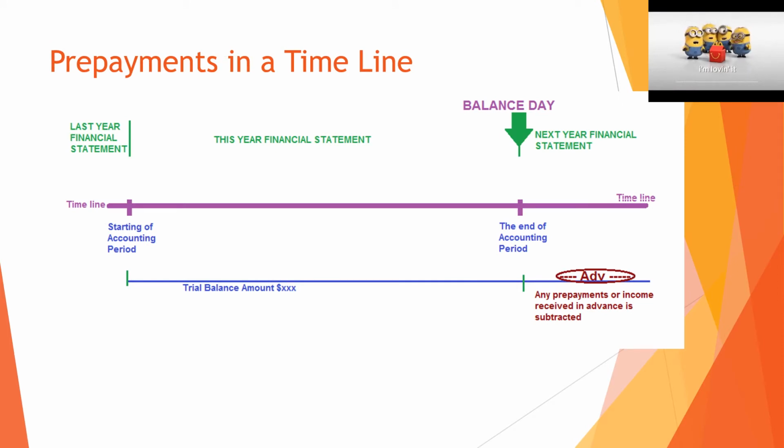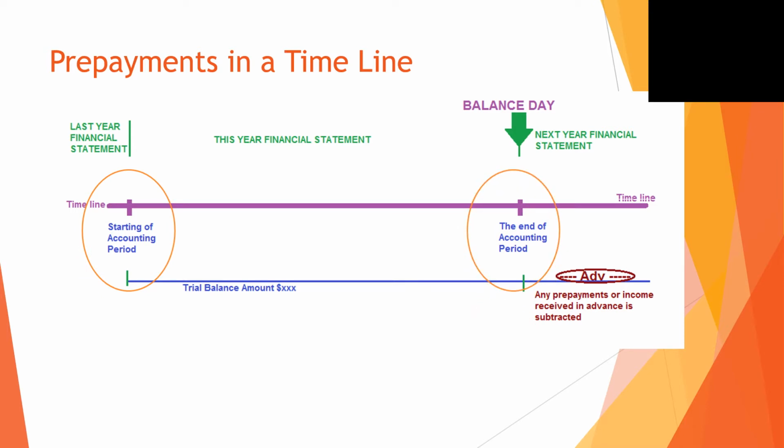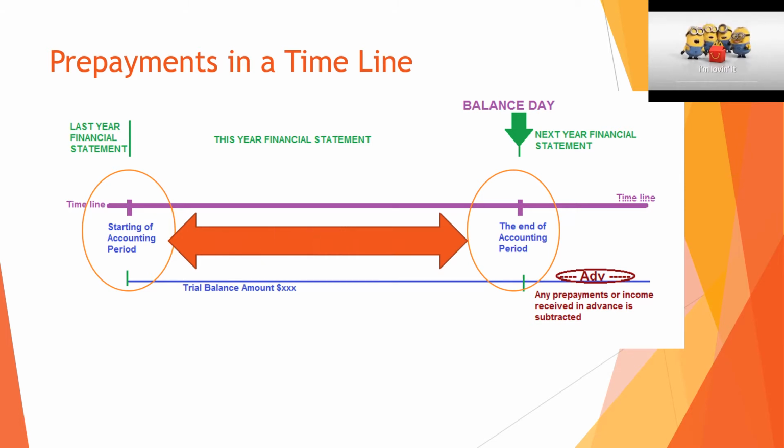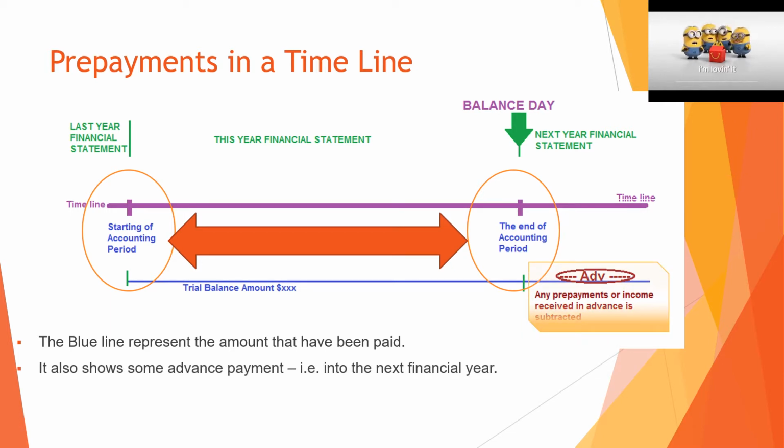Next is showing prepayments in a timeline. So the timeline is in purple. We have the starting of the accounting period and the ending of the accounting period, and in between this timeline we have our financial year. Now the blue line shows what has been paid, so it extends over this accounting period into the next accounting period. It also shows some advance payment, that is the payment that has exceeded this financial year into the next financial year.